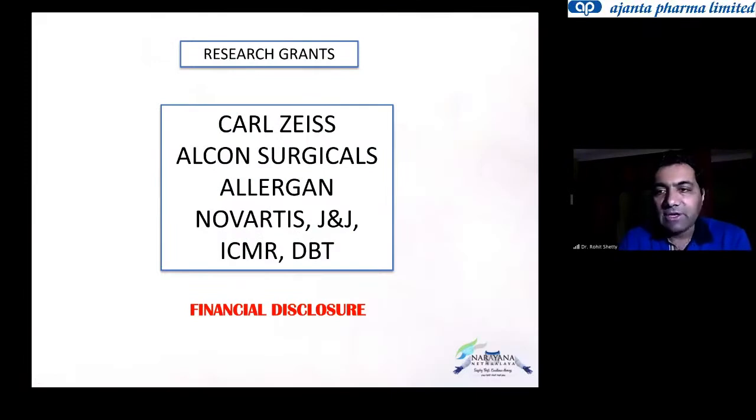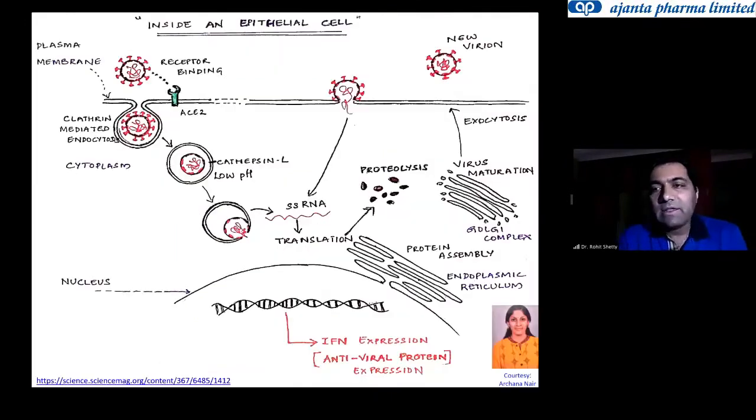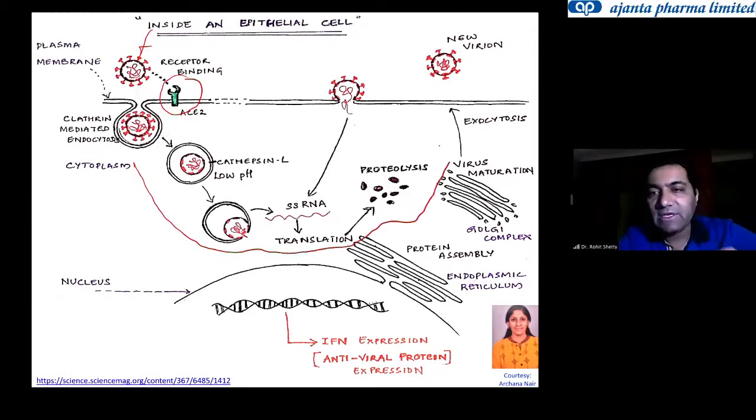These are my financial interests. This is something very interesting. This is a hand-drawn picture by my lab scientist, Archana. What she did was show how the epithelial cells of a cornea have all the factors for COVID, the receptors for COVID to bind onto, and how it can cause the exact changes that happen in your nasal or oral mucosa.